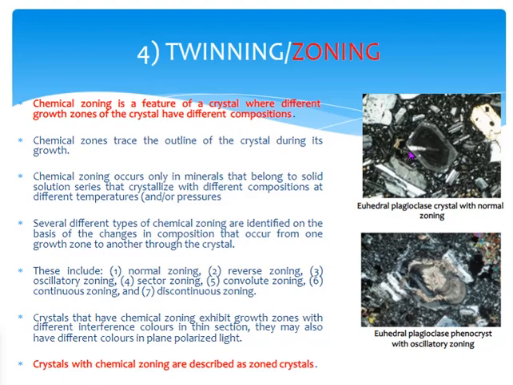Several different types of chemical zoning are identified on the basis of change in composition that occurs from one growth zone to another through the crystal. These include normal zoning, reverse zoning, oscillatory zoning, sector zoning, convolute zoning, continuous zoning, and discontinuous zoning. We will discuss them in detail later.